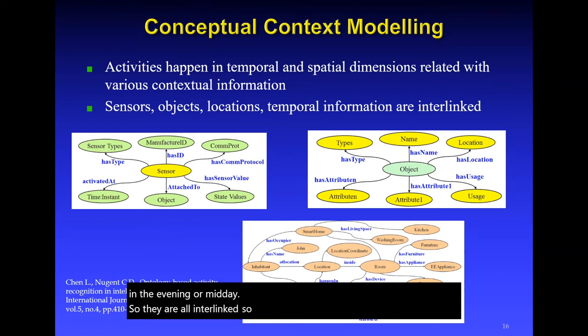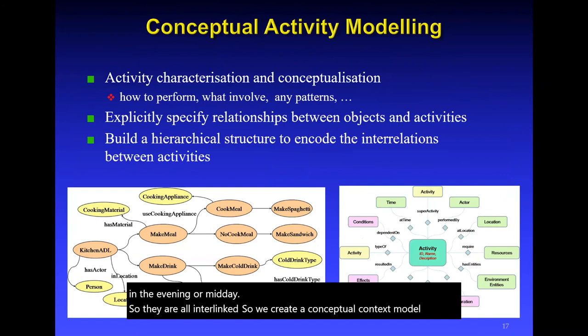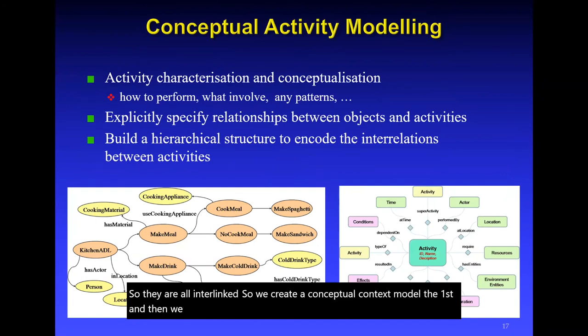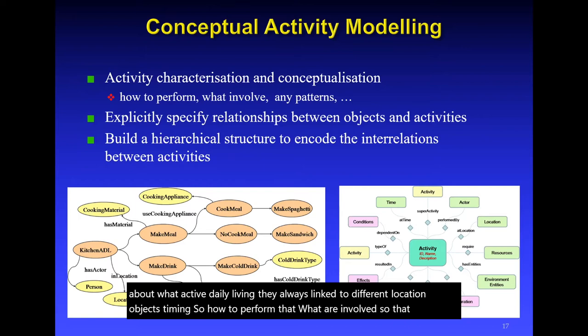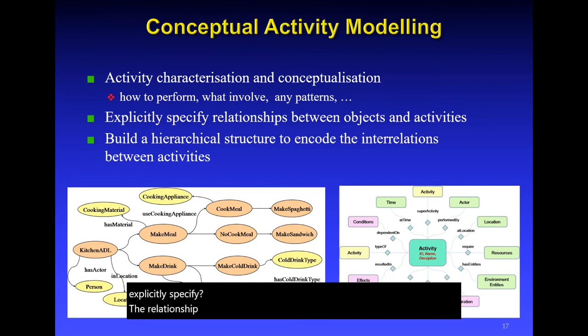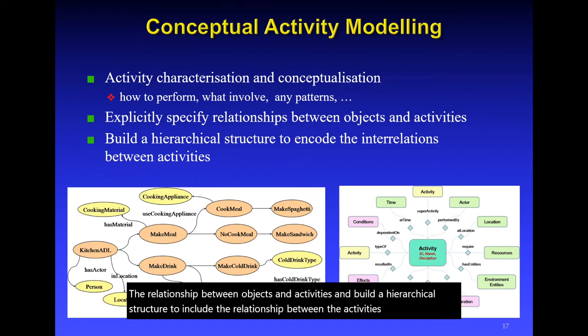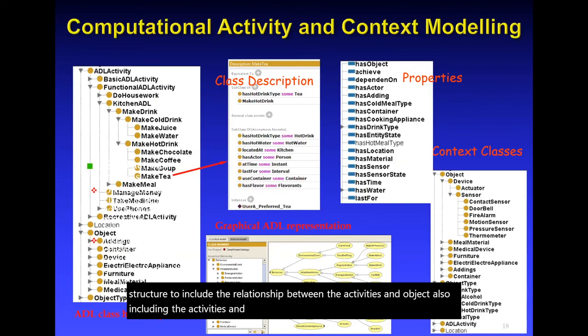So we create a conceptual context model first, and then we create a conceptual activity model. No matter what activity of daily living you think about, it always links to different locations, objects, and timing. So how is it performed? What is involved? We explicitly specify the relationship between objects and activities and build a hierarchical structure to encode the relationship between the activities and the objects, also including the activities. And then we create a computational activity and context model. That is where we generate the first seed activity models.